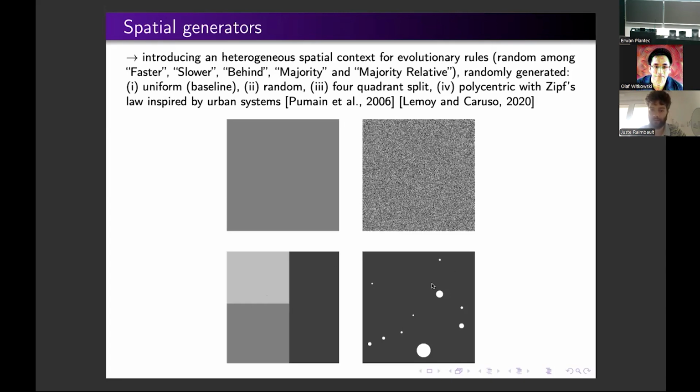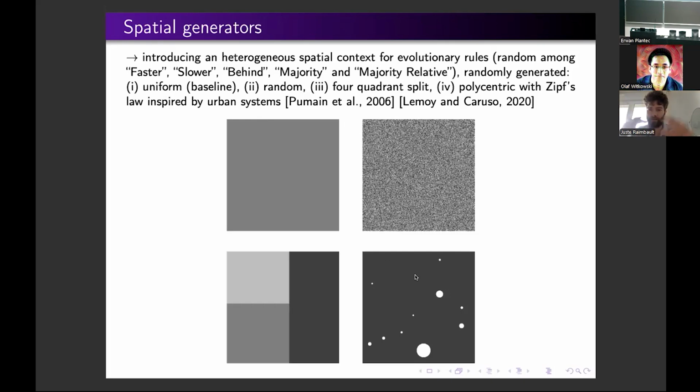And the last spatial generator we use is kind of more realistic, if we can speak of realistic in this context. It's actually inspired from urban systems and the spatial organization of urban systems. So we consider centers, like urban centers.